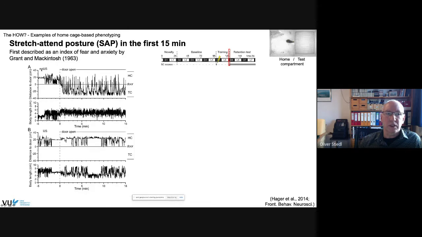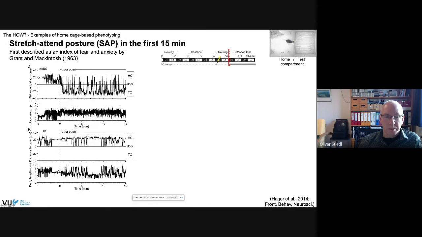And this is a graph where you see the non-shocked animals in the home cage move back and forth. This is their position relative to the door or the test compartment. And once the door opens, they move back and forth immediately. If you look at the body length, which is the unfiltered signal, there is an intermediate body length all the time. In the shocked animals, you can see this is very similar in the beginning, but when the door opens, the animals move back. And then they have these spikes downwards to the door, where you see after 10 minutes, this is the first time that the nose peeked into the test compartment.